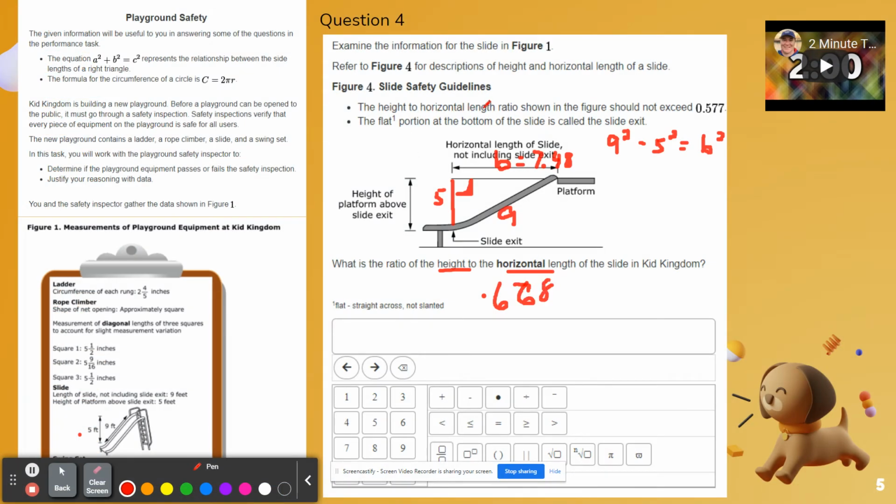So it says the horizontal height length ratio in the figure should not exceed 0.577. 0.668 is bigger. So the first part says what is the ratio to the horizontal length. So 0.668 is what your answer is. So for the slide, you're going to put 0.668 and then you're going to put it failed.